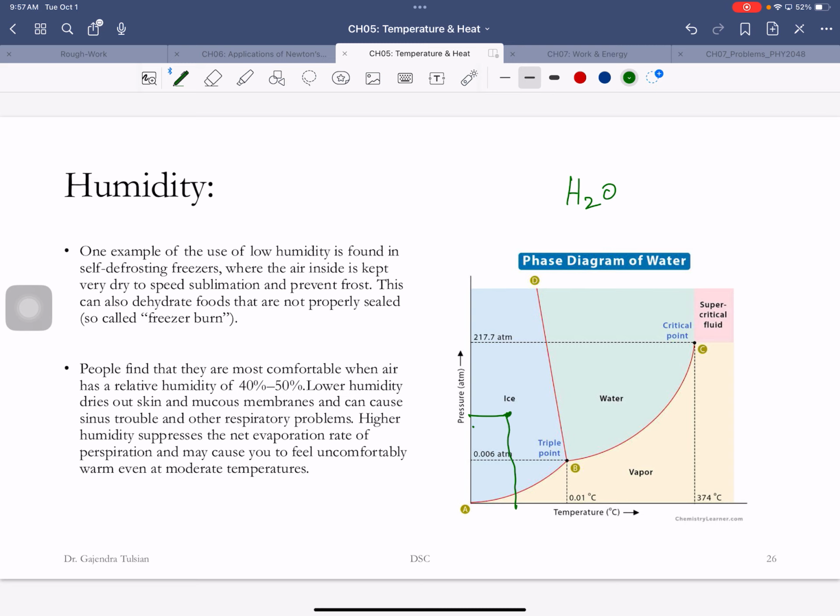Okay, so let's say this is 1 atmosphere. At this temperature and pressure, you can have both water and ice. So that is 0 degrees Celsius and 1 atmosphere. So next time you see a glass of ice water, you know its exact temperature, it's 0 degrees Celsius. At 1 atmosphere and 0 degrees Celsius, water can coexist in both solid and liquid phase.